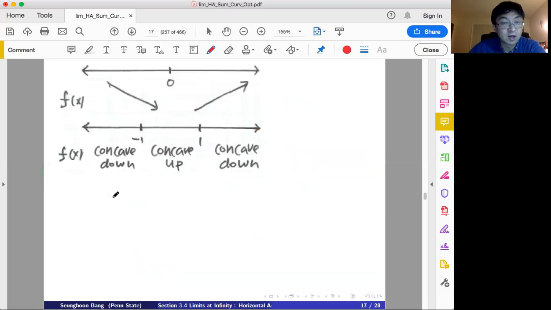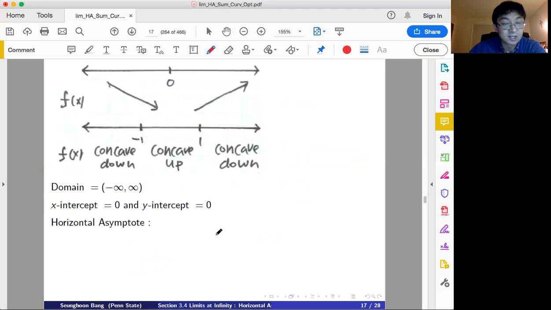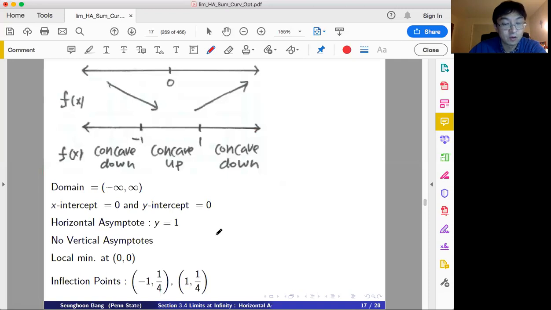The next step, you can combine all things. From the previous one, this is decreasing and increasing, concave down, concave up, concave down. We have domain of real numbers, x-intercept 0, y-intercept 0, horizontal asymptote y equal to 1, no vertical asymptote, local minimum at (0, 0), inflection points (-1, 1/4) and (1, 1/4). So you can sketch the graph. How can you sketch the graph? The graph is like this.